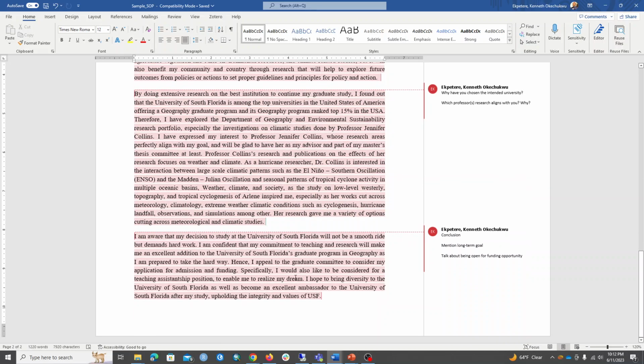The last paragraph is going to focus on the conclusion, right? Mentioning long-term goals and opportunity. I'm going to read this to you right now. She said here, I'm aware that my decision to study at the University of South Florida will not be a smooth ride, but demands hard work.